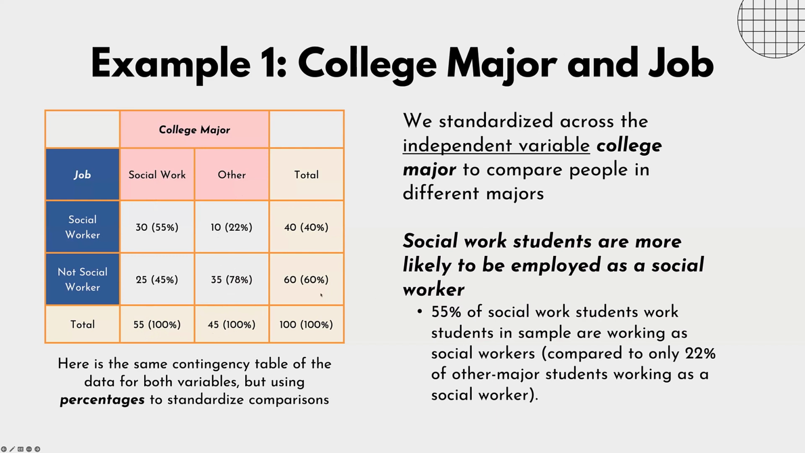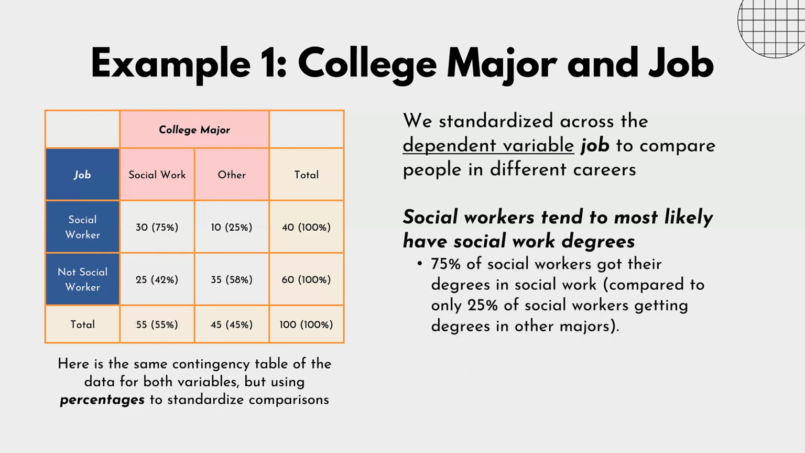We can also standardize by job type, right? So we would say 30 over 40 come from social work. 25 out of 60 who aren't social workers come from social work, so on and so forth. So it's important to know what you're standardizing by. And here we're doing just that, right? We're standardizing by the dependent variable of job.